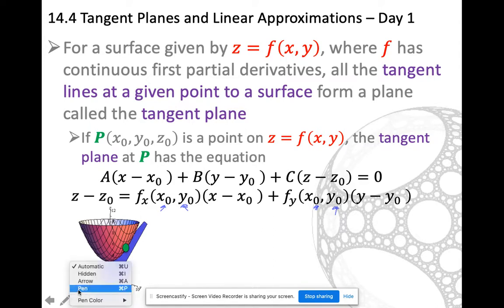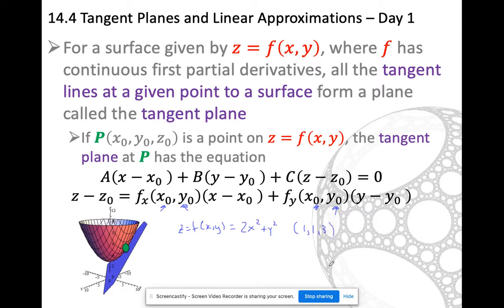Let's do an example. What if I gave you the surface z equals a function in terms of x, y, and I tell you that z is equal to 2x squared plus y squared, and the point I care about is (1, 1, 3). Okay. I want the equation of the tangent plane. Well, first I need to look at the partial derivatives.